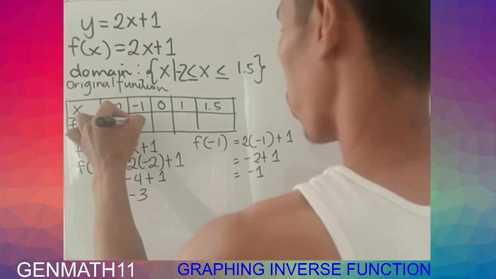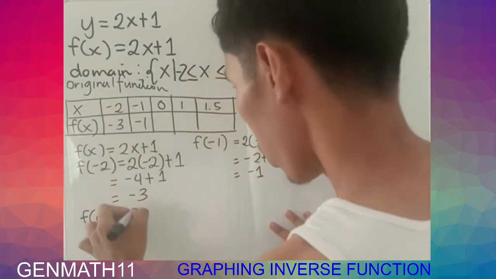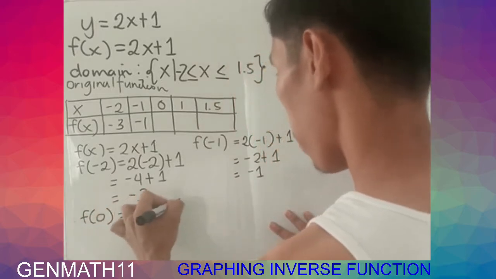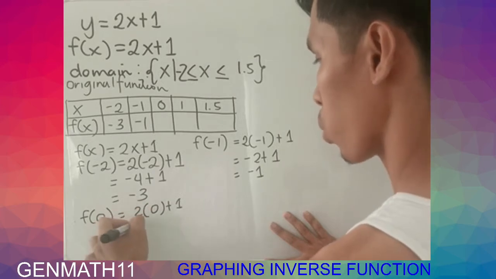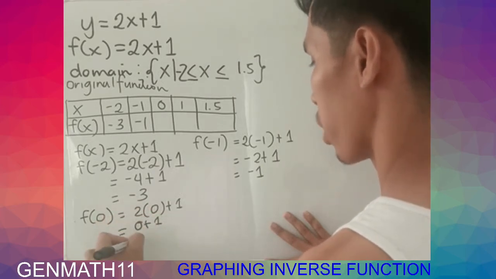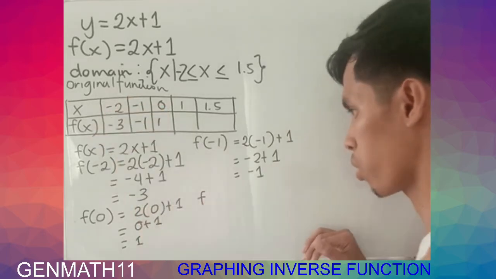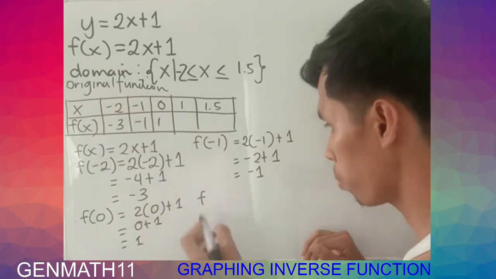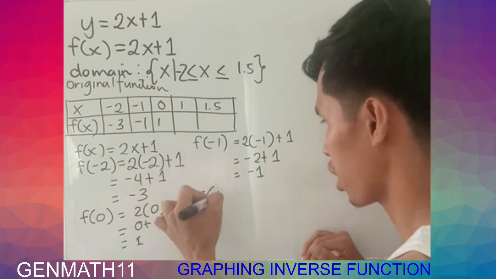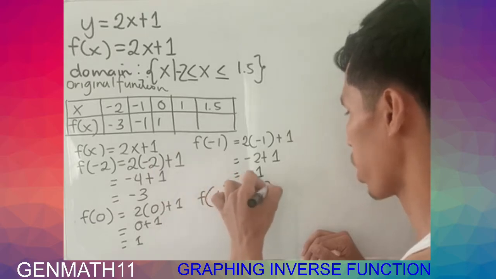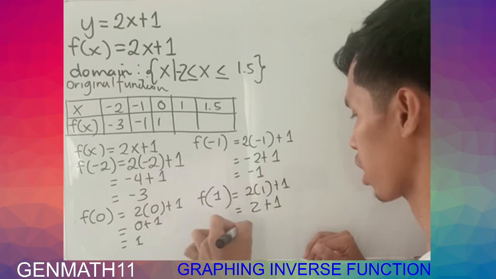Okay, next. So, negative 1 dito. So, 0 naman. So, 2 times 0 plus 1 is equals to 2 times 0 is 0. So, 0 plus 1 is 1. Next. Okay, 1 pala. So, 2 times 1 plus 1 is equals to 2 times 1 is 2 plus 1 is 3.